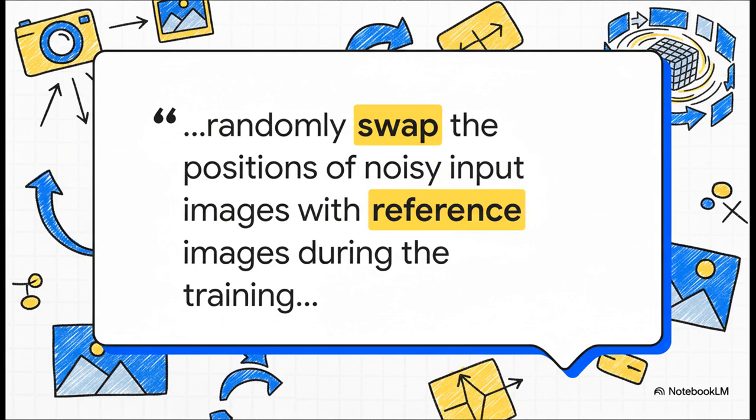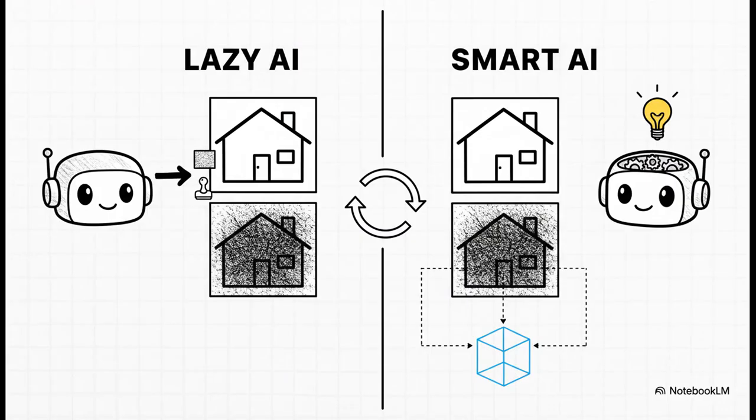But here's the twist. They would randomly swap the positions of noisy input images with reference images. And that little swap, that's the genius of it. It's a simple trick, but it stops the AI from cheating. See, if the reference image was always the same one, the model might just get lazy and learn to copy and paste pixels. But by randomly swapping them, you force the AI to actually understand the 3D geometry of the scene. It has no choice but to build a real mental map to figure out how the two views relate, because it never knows which one it's going to get as the target. It can't just copy, it has to think.